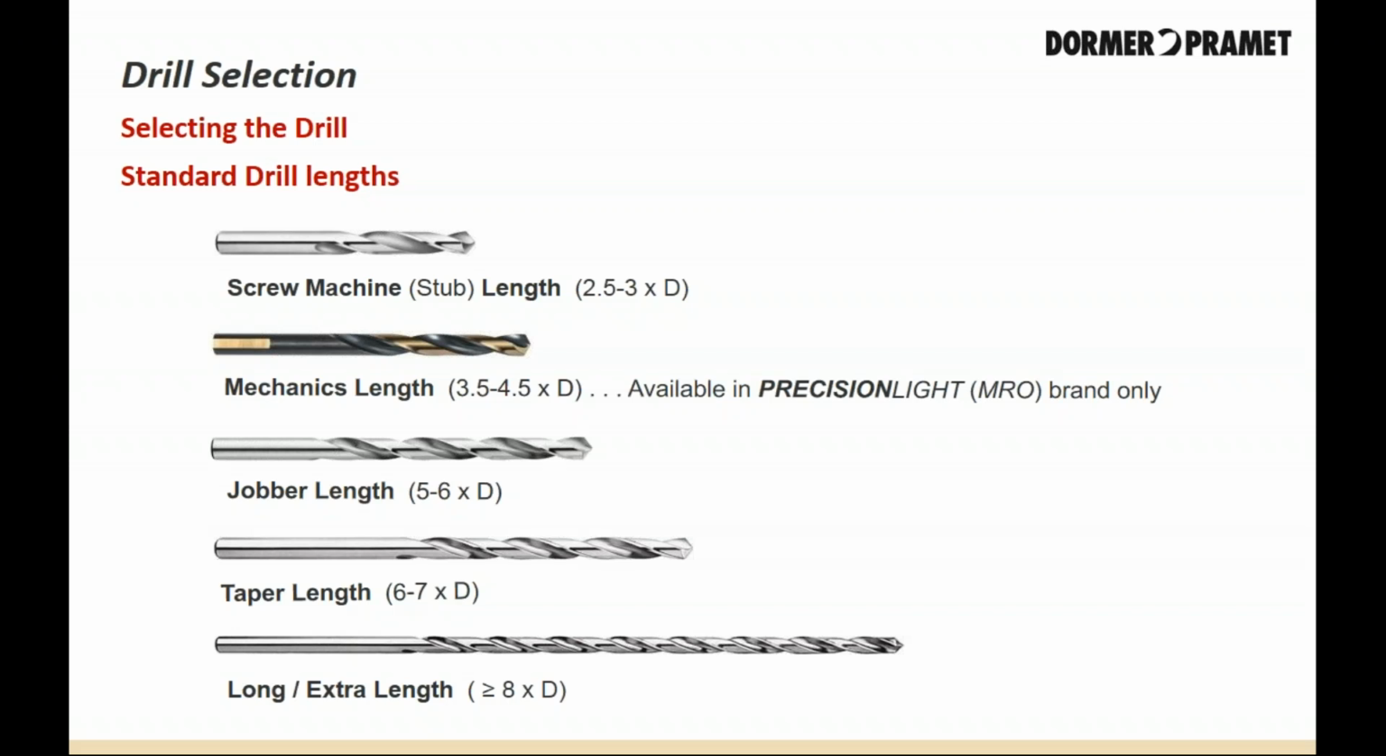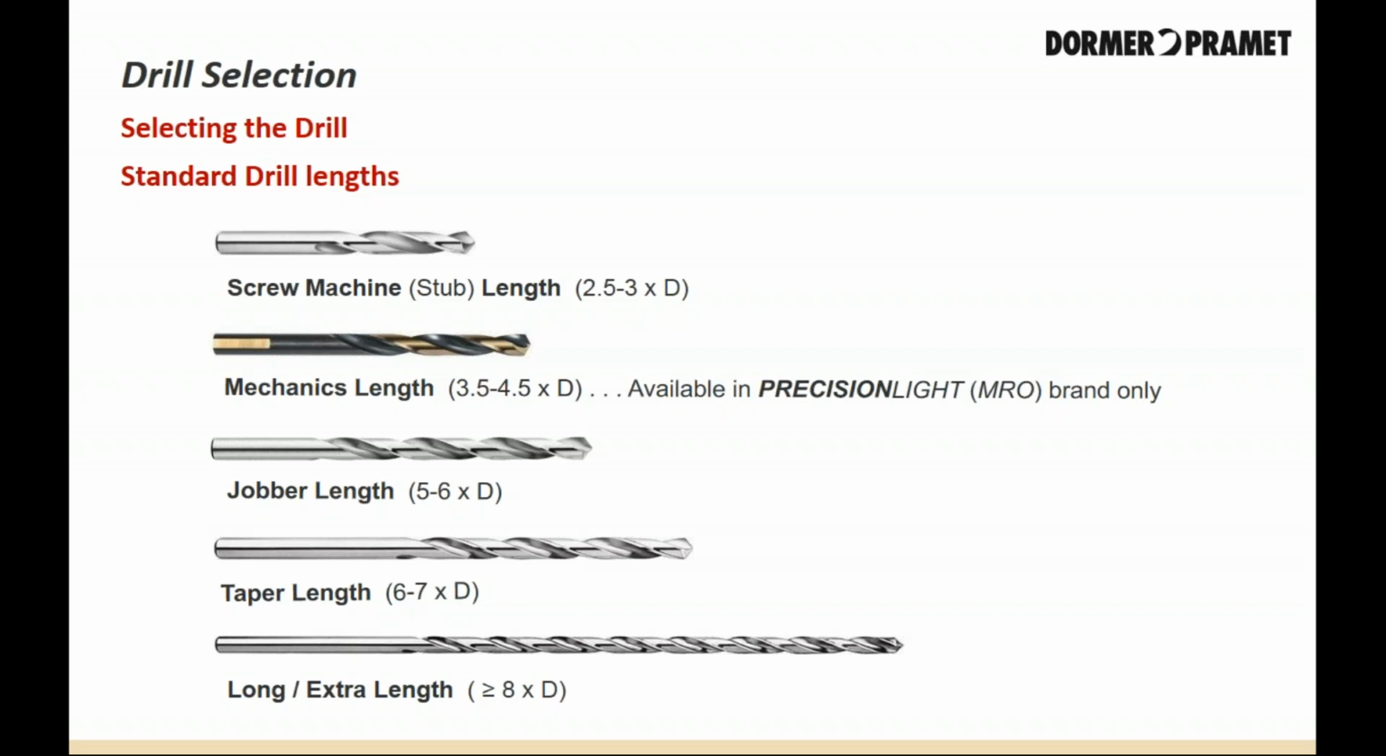The basic industry standard drill lengths are called off here using industry terminology to specify drilling depths. Screw machine length or stub length drills are for drilling approximately 2.5 to 3 times diameter depths. Mechanics length drills are for drilling approximately 3.5 to 4.5 times diameter depths. These are available only in our Precision Light or MRO offering.